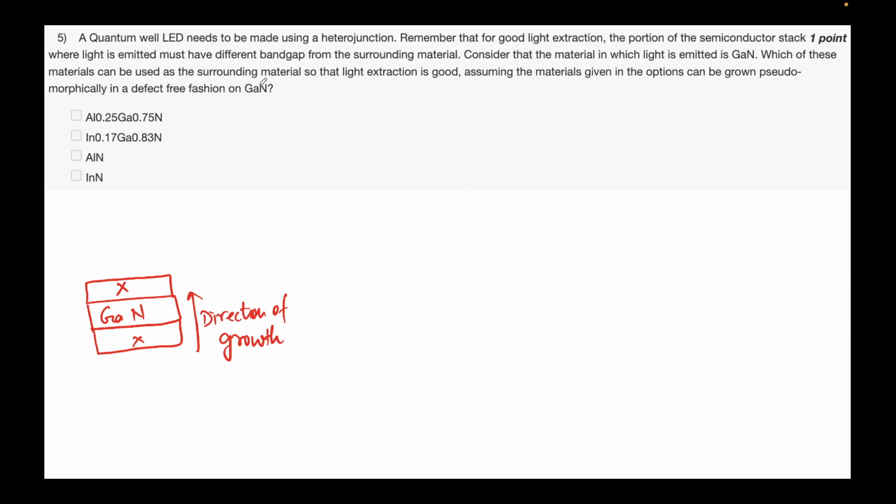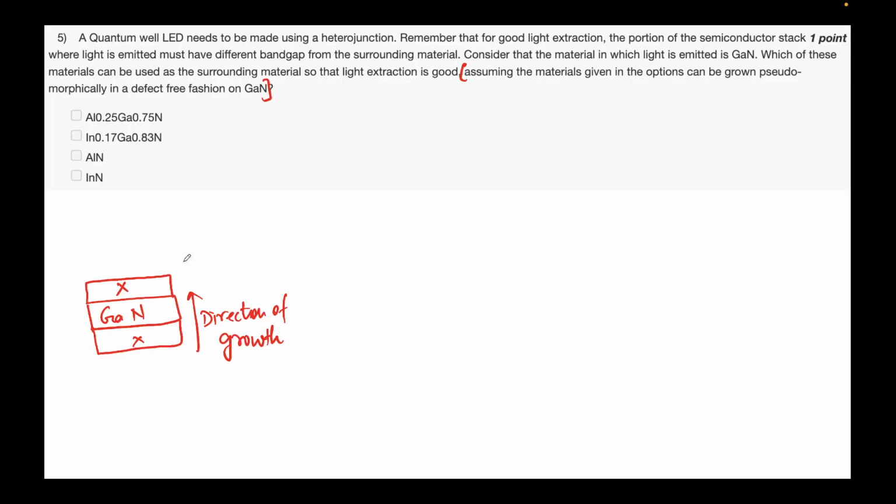Which of these materials can be used as the surrounding material so that the light extraction is good, assuming that the materials given in the options can be grown pseudomorphically? So again the same term: essentially you are growing them, they are strained, but not so strained that they break. The shape has changed slightly, but the defects have not increased so much. So that clarifies that we are growing them in a defect-free fashion. Essentially, your growth is perfect. That's what the last line of this problem suggests: assume that the growth is perfect. So we have to grow this stack now.